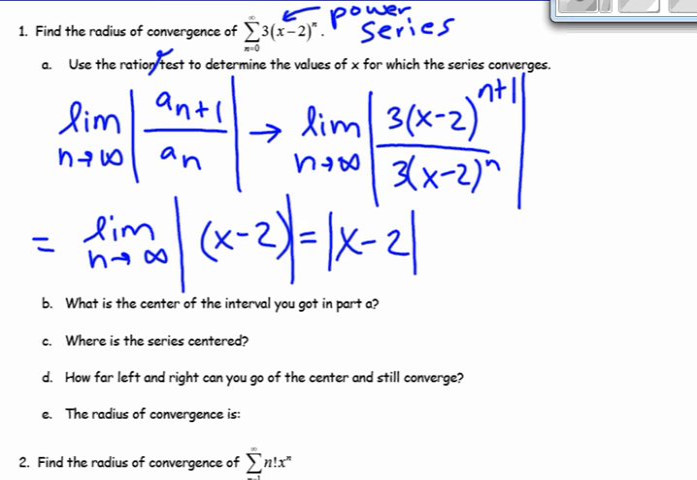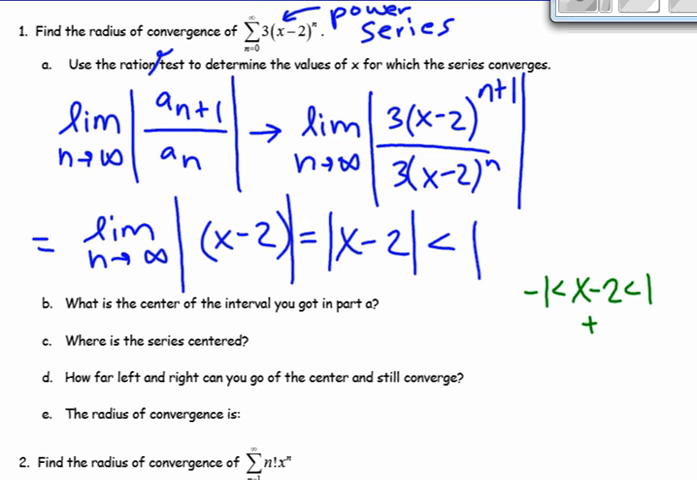Now, remember, we want to find where this series converges. How do we know whether that's equal to 1 or not? Well, we can determine for what values of x make that less than 1. So remember, we want this to converge, so we want the absolute value of x minus 2 to be less than 1. All right, now, there's two values that do this. So that means that x minus 2 is going to be between -1 and 1.